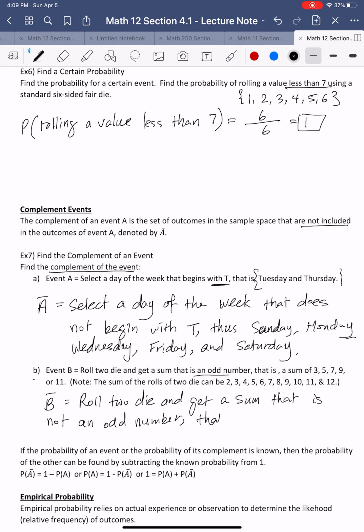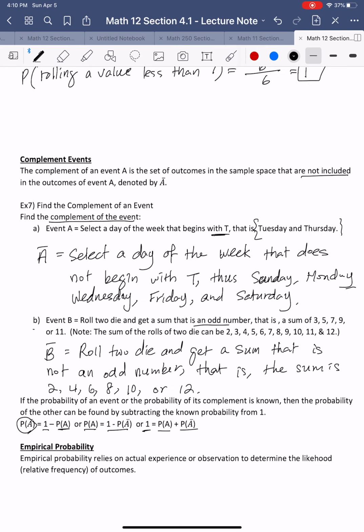Which makes the sum of 2, 4, 6, 8, 10, or 12. So that's a B bar. In order to get the probability of B bar, always subtract from 1 the probability of A. Or the other way too: if you're adding the probability of A and the probability of the complement of A, it always equals 1. So we are talking about the empirical rule.